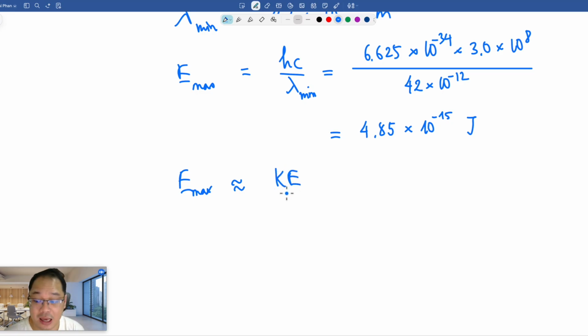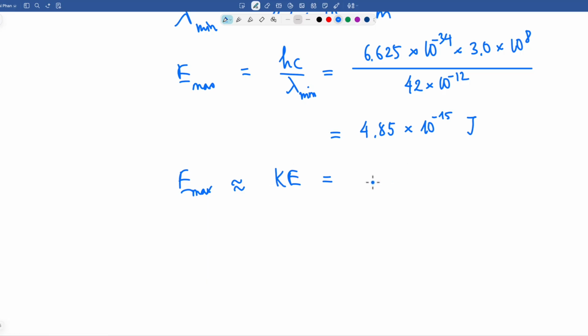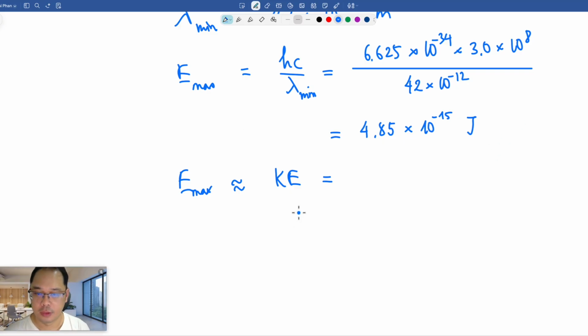We assume that this maximum energy is very close to the kinetic energy Ke of the incident electron, like 99% of its kinetic energy, which the electron gets from the potential difference used to accelerate it. We use a potential difference V to accelerate the electron.